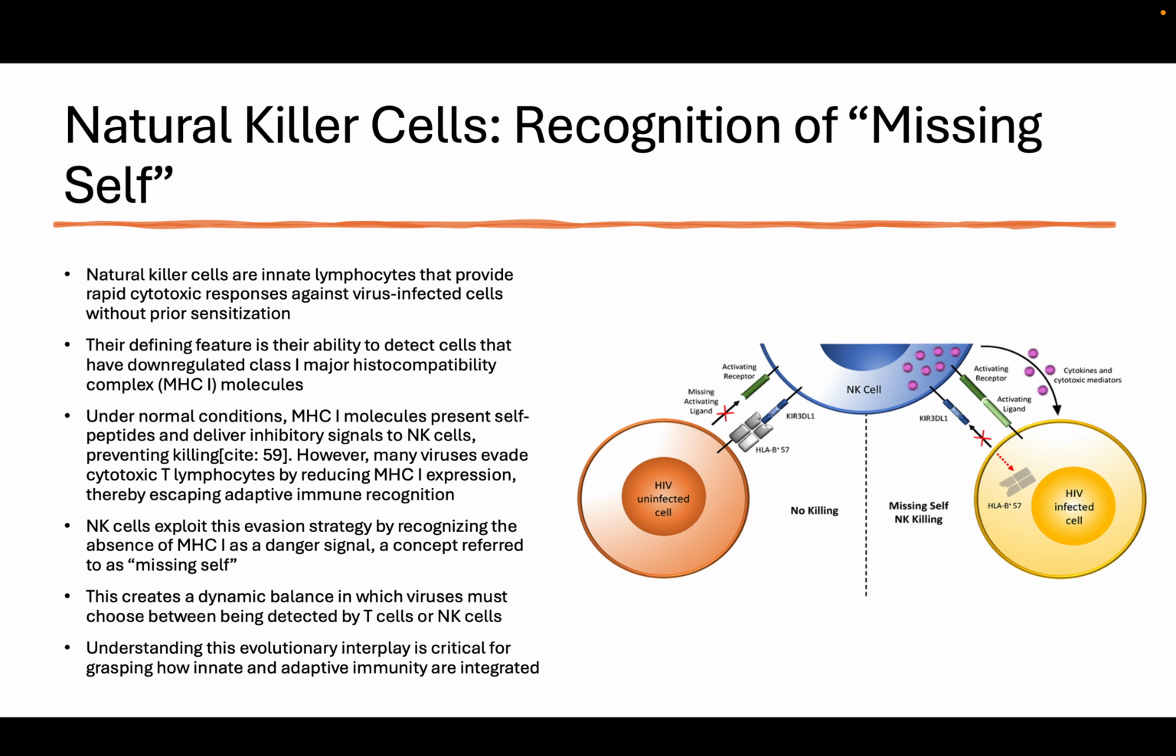So viruses might think they're being smart by removing MHC, and by removing MHC you stop CD8 T cells from killing, but now you're making yourself vulnerable to being killed by an NK cell. So it's quite important to see how these interactions occur.